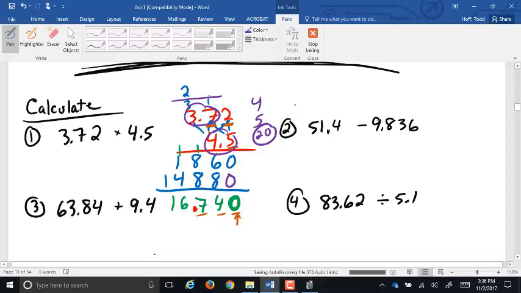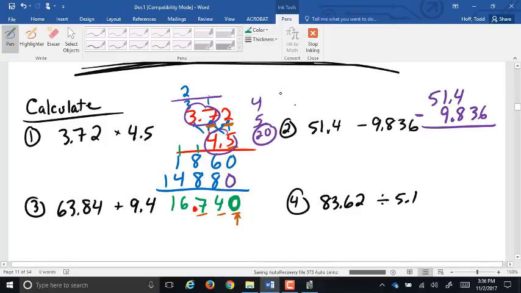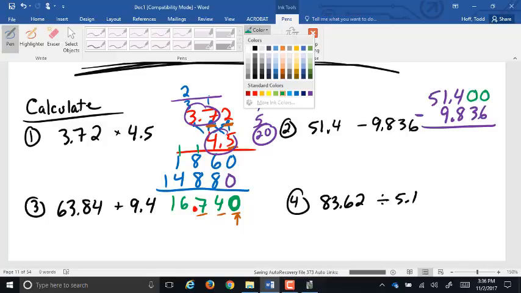Number 2. Got the 51.4, and I'm going to subtract 9.836. The decimal points have to line up. When we add or subtract, we must have the same name. And the way we make sure they have the same name is by lining up those decimal points. So now I fill in those missing zeros, and I go to subtract.